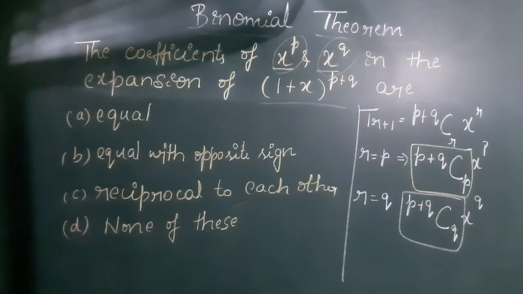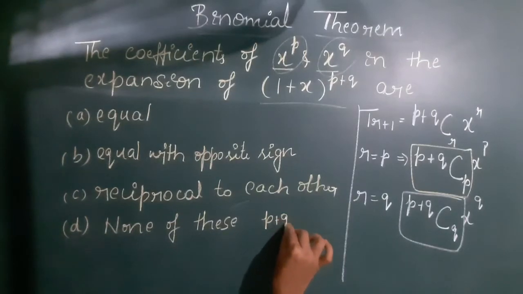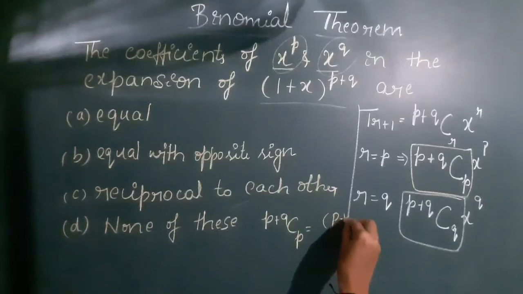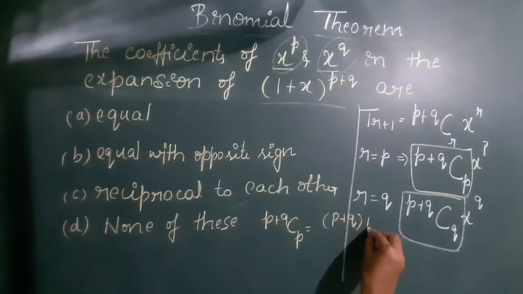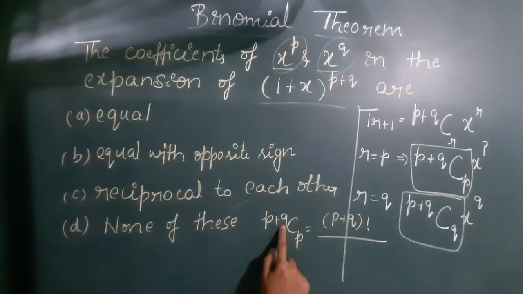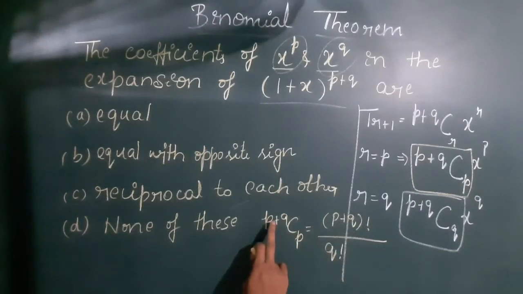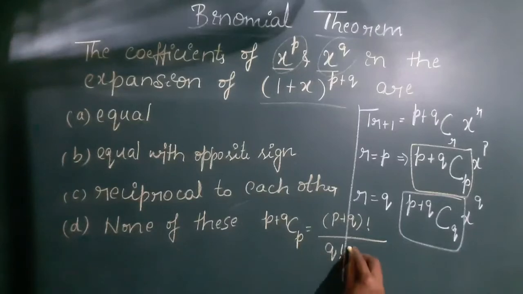What will be the expansion of that? See, just to check with this one, (p plus q)Cp. What is the value here? (p plus q) factorial divided by (p plus q minus p) factorial into p factorial. So that p and p will get cancelled, leaving q factorial. I am just substituting the formula nCr is equal to n factorial divided by (n minus r) factorial into r factorial. So this is the first one.